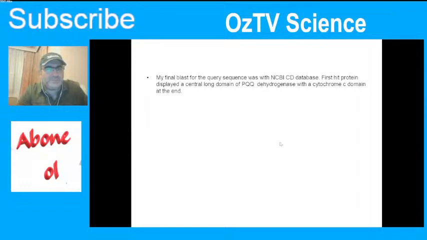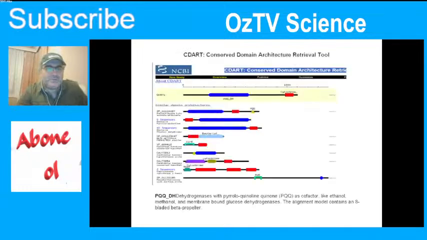My final BLAST for the query sequence was the NCBI CD conserved domain database. The first hit protein displayed a central long domain of PQQ dehydrogenase with a cytochrome C domain at the end. Page up. So this was kind of a conserved domain, like a final structure of the protein, kind of final architecture, combining everything.